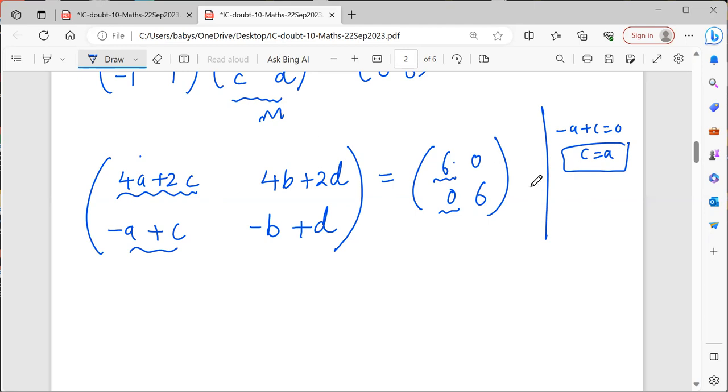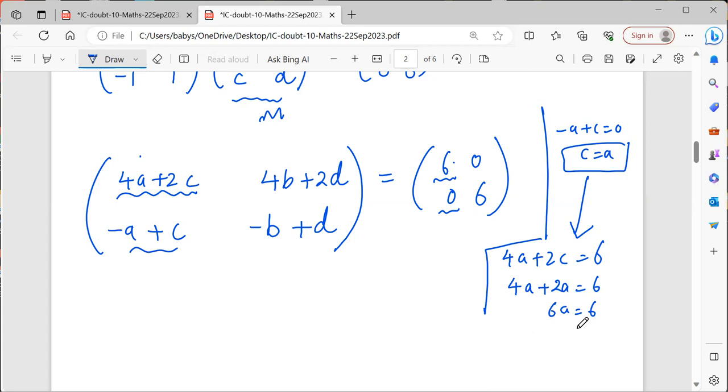So equate the corresponding elements. So 4A plus 2C is equal to 6. Just now we have found that C is equal to A. So in the place of C, I can put A, or in the place of A, I can put C. So 4A plus, instead of C, 2A is equal to 6. 6A is equal to 6, or A is equal to 1, which means C is equal to 1. So we have got two elements of the matrix M.